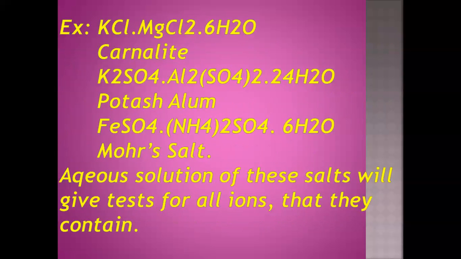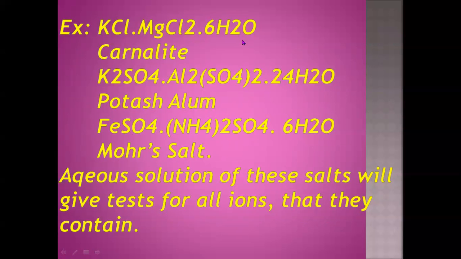For example, we have a few double salts here. First one is carnallite. Carnallite is an ore of magnesium whose formula is KCl.MgCl2.6H2O. Second one, potash alum: K2SO4.Al2(SO4)3.24H2O. And then Mohr's salt is also a double salt, containing FeSO4 and ammonium sulfate (NH4)2SO4, with 6H2O.